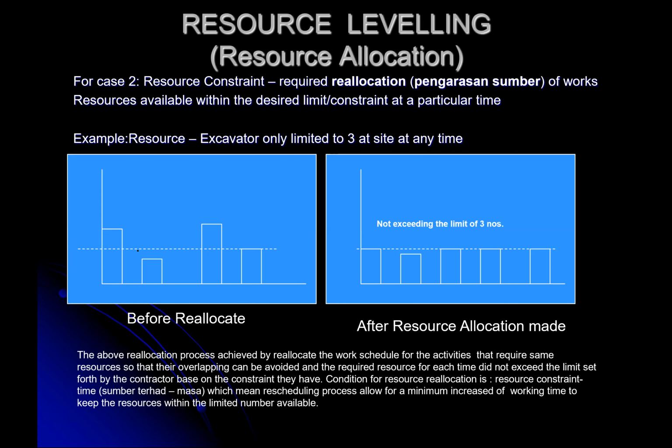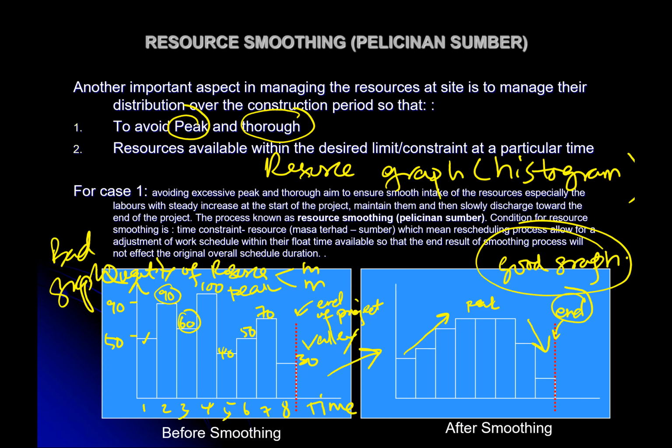So this first graph, we call it resource smoothing. This exercise, we call resource smoothing. How to become like this, the good graph, later on we will cover in an example.